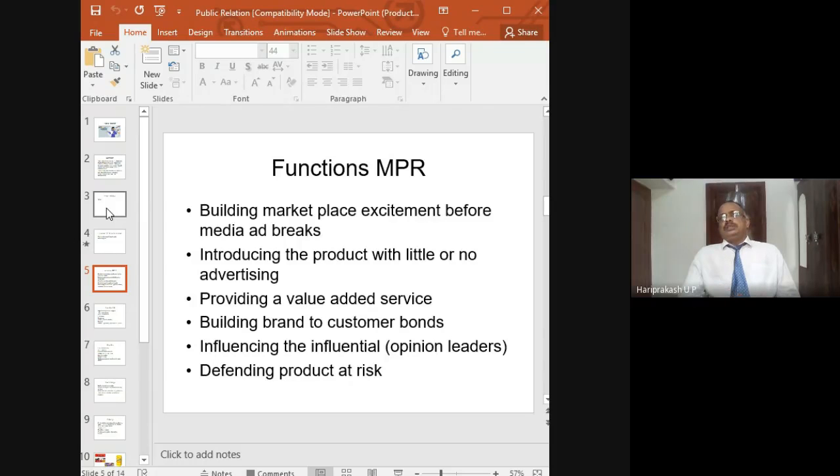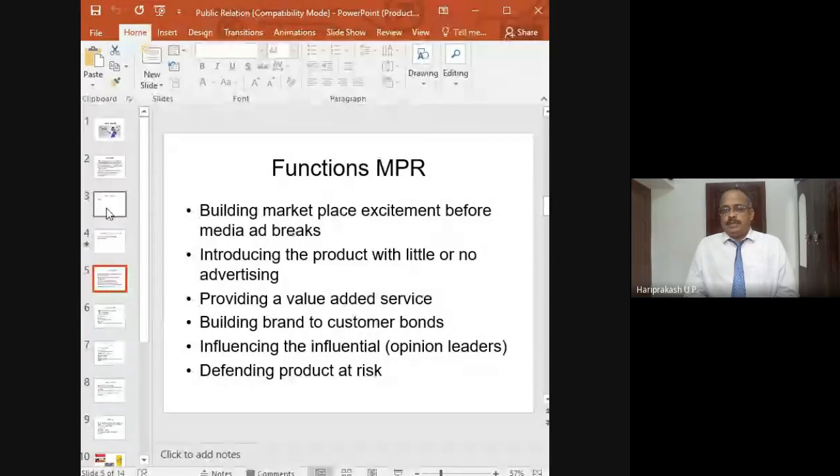Something new, even with Jio free calls like that. You can see such examples where before the advertisement, before the product, there is a lot of talk about the product. That is nothing but a public relation activity or publicity. Introducing the product with little or no advertisement. Sometimes you need not have advertisement at all. You don't need advertisement for the sale of the product. If you do good PR, then that itself is sufficient.